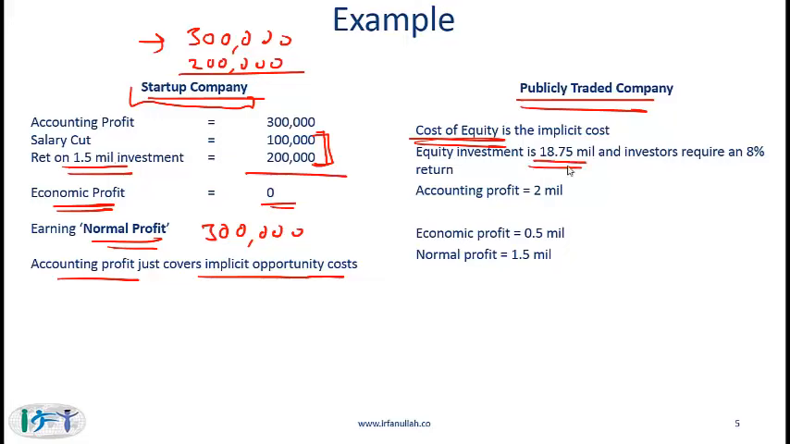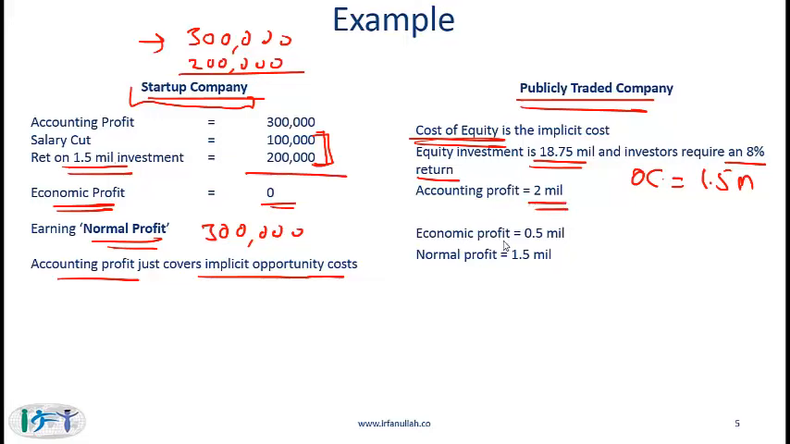Let's say the equity investment is 18.75 million and investors require a return of 8%. These concepts will be clear once you study corporate finance and equity. So you can calculate the opportunity cost by doing 8% of 18.75 million, which is 1.5 million. Now let's say that this company generates an accounting profit of 2 million.